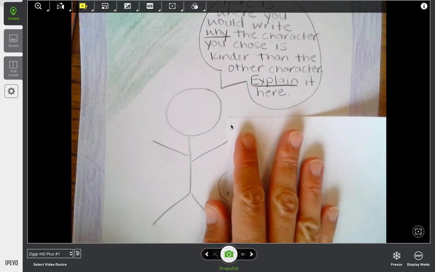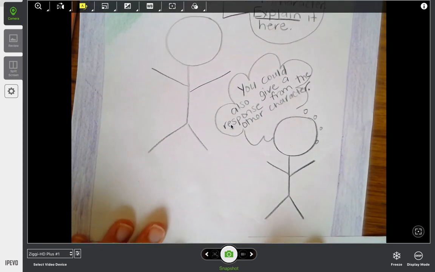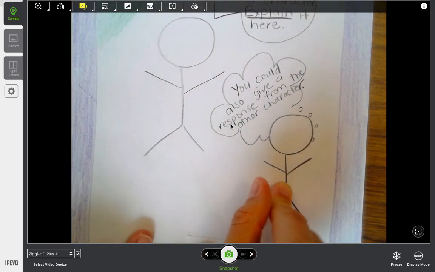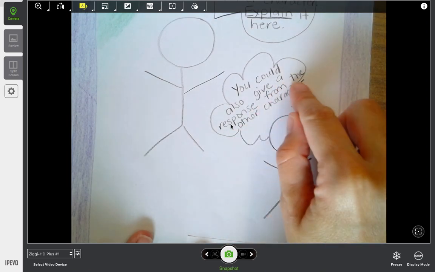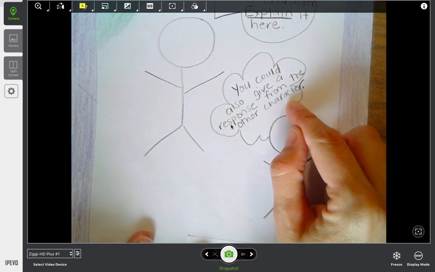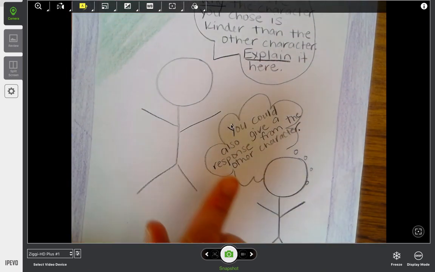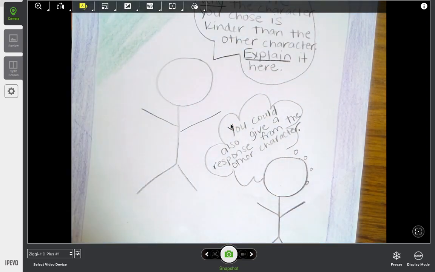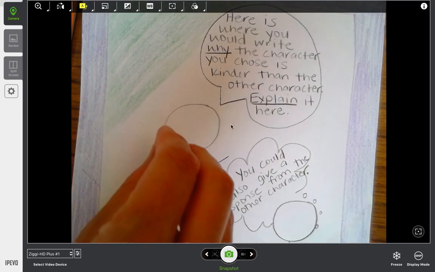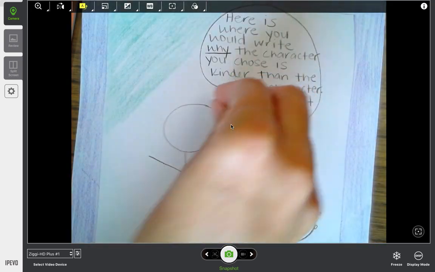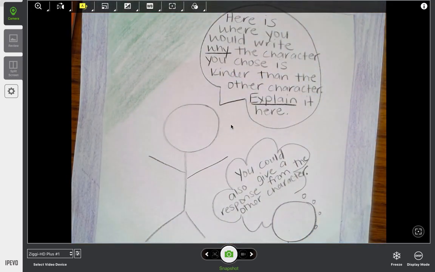As another option, you could include the other character, and you could also give a response from the other character as to why this one isn't the kindest. And that's just an option. It is not something that you have to do, okay? But so thought bubbles, you have your character with the thoughts that they are saying or thinking.